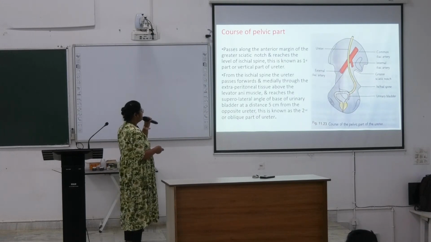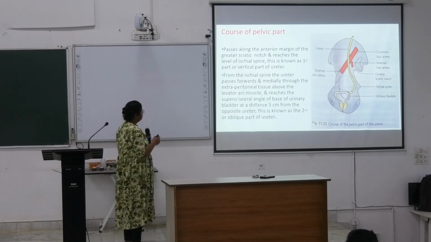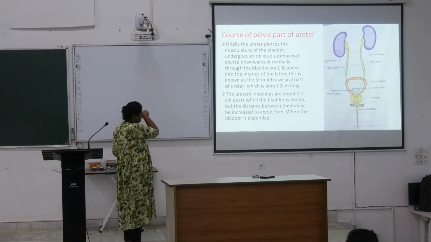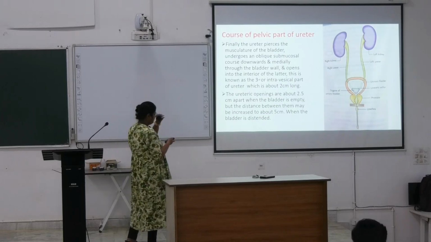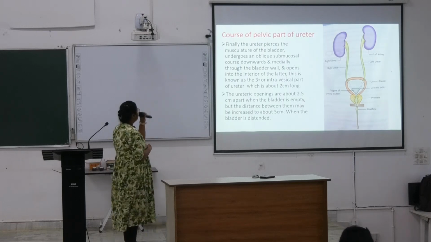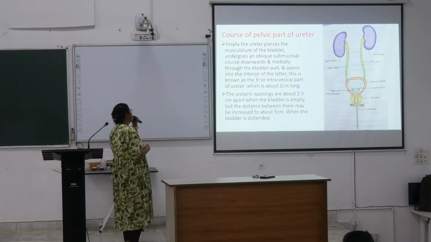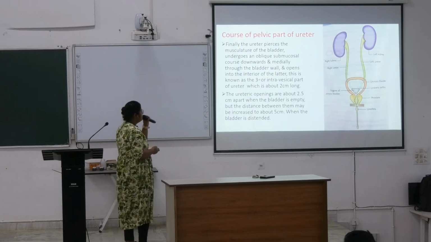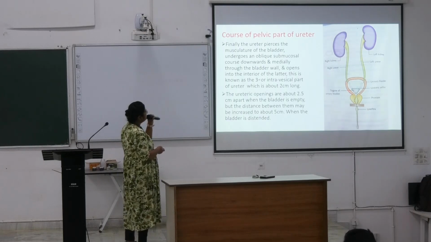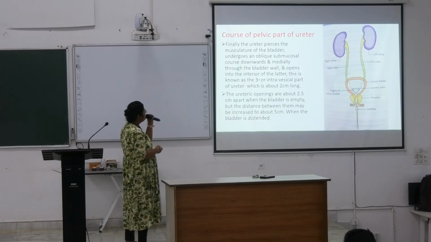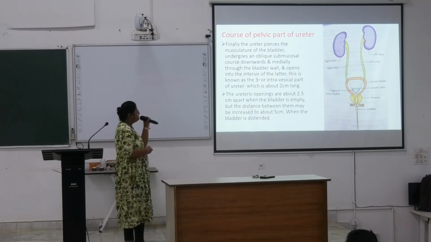See, this is the second or oblique part. Next, finally the ureter pierces the musculature of the bladder. See, here it is piercing the musculature of the bladder and undergoes an oblique submucosal course downward and medially through the bladder wall and opens into the interior of the bladder. This is known as the third or intravesical part.